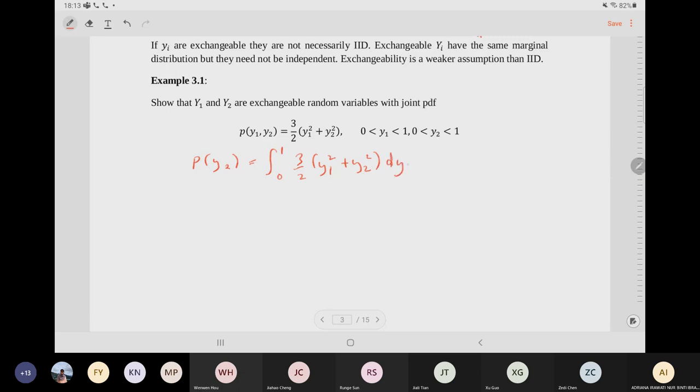Okay, and then you integrate over y1, so y1 is from 0 to 1. Then you will get the marginal, right? And then you have y2 from 0 to 1. And if you do the same for y1, you can show that the marginal of y1 is also similar. So we can show that the marginals of y1 and y2 are the same, meaning that they have the same marginal distribution. You just change the y1 and y2, right? They have the same marginal distribution.